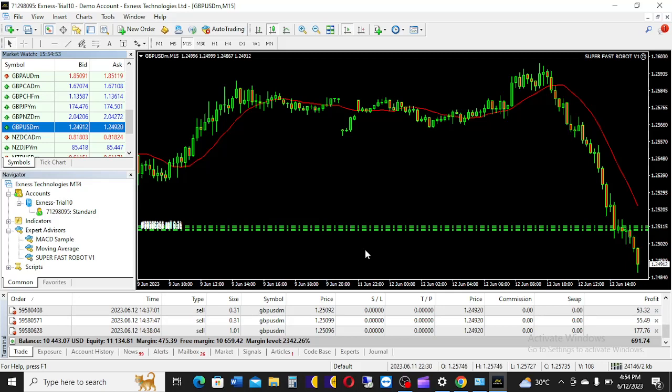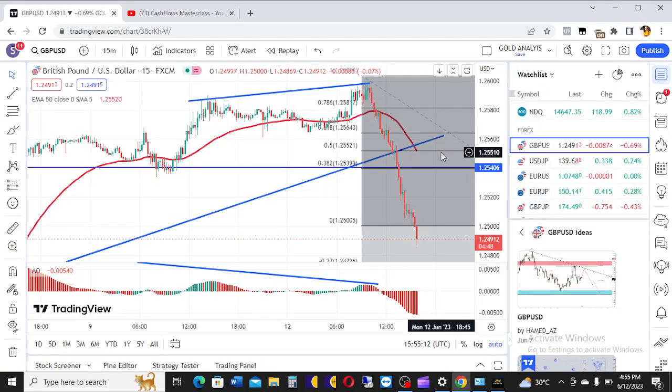You can see the trade running from 10,000 to 11,000. Now I'm just showing you how I spot this trade opportunity. You can see I entered at 1.25115. Okay, this is 1.25. I entered somewhere around this place.